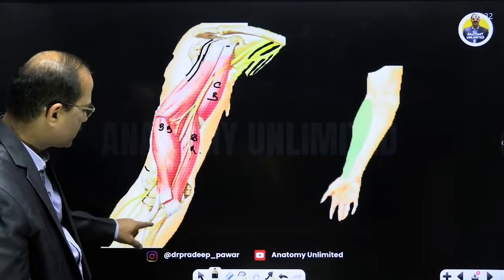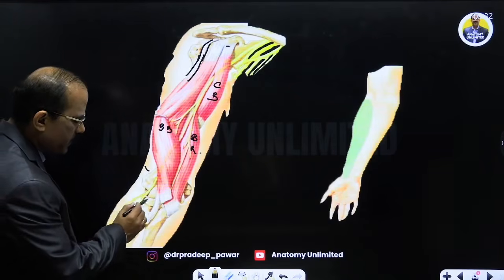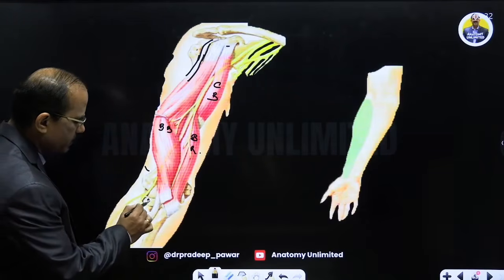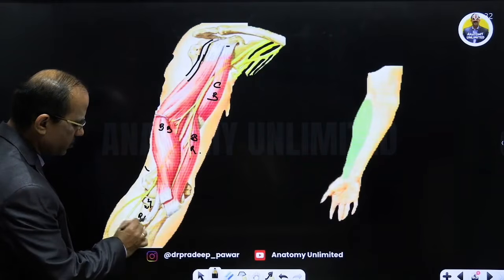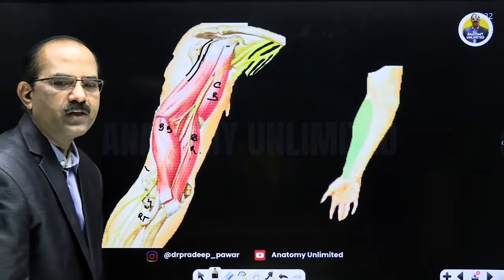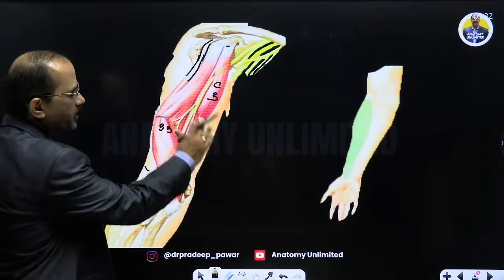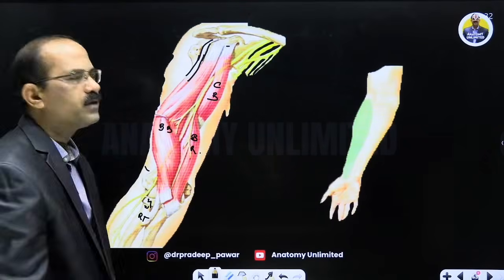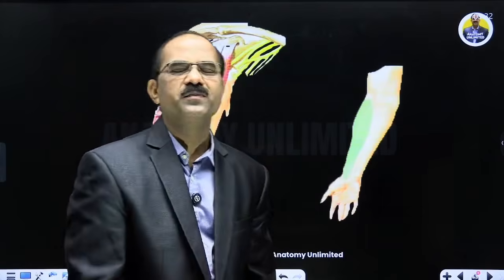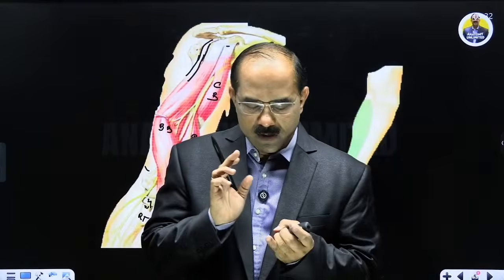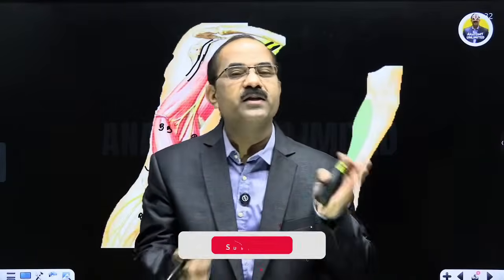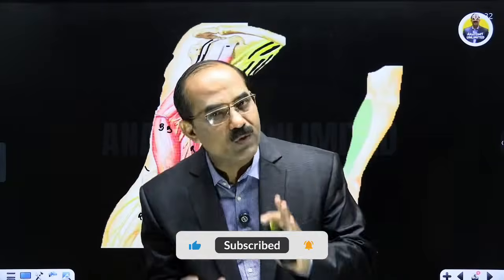Both the heads join and insert on, what is this for the radius? This is the head, that's a neck, that's the radial tuberosity. It inserts on the radial tuberosity. This is the brachialis, and its insertion is on the ulnar tuberosity. Perfect, children? This should be very clear. There are a lot of MCQs in this. The long head of biceps is intracapsular in origin. The action of biceps, the action of brachialis, the action of coracobrachialis, everything is important. That's about the muscles of the front of the arm.